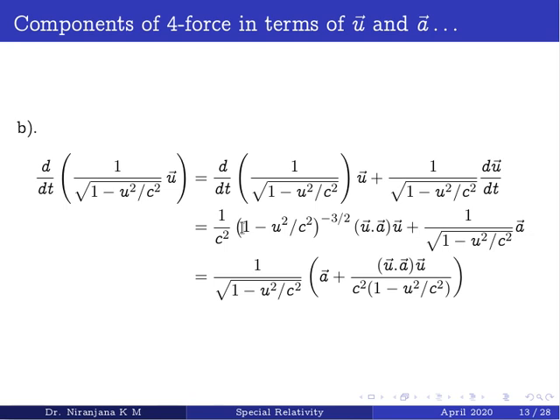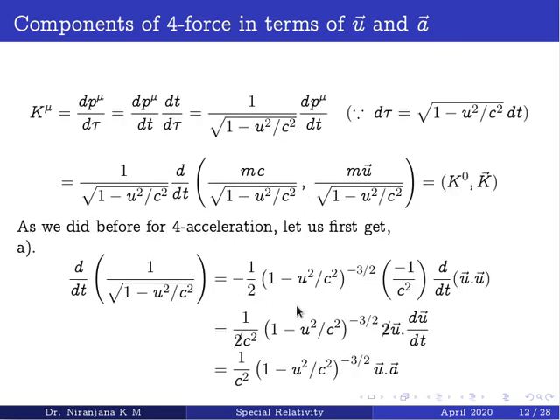It is by definition. So now by simplifying these two, by taking 1 by square root of 1 minus u square by c square common out and rearranging the terms, you will get the differentiation of u by square root of 1 minus u square by c square as 1 by square root of 1 minus u square by c square into vector a plus vector u dot vector a into vector u by c square into 1 minus u square by c square. Now we got both the differentiations, which will serve me in substituting and changing this part in this expression of k mu.